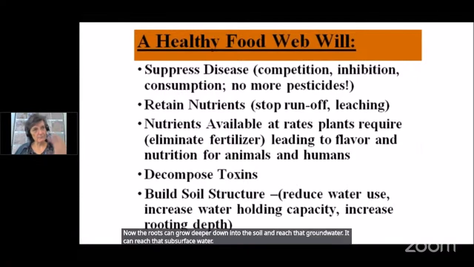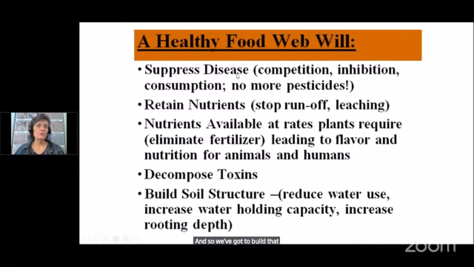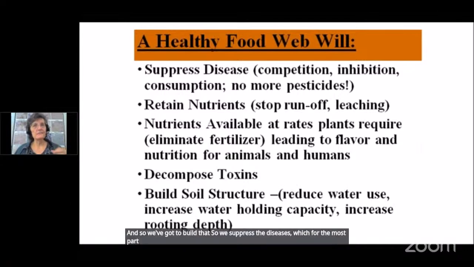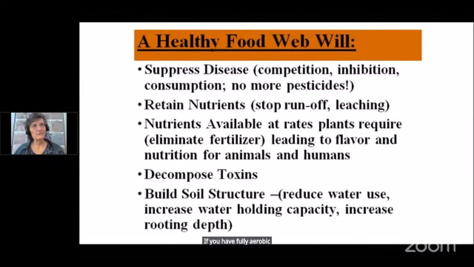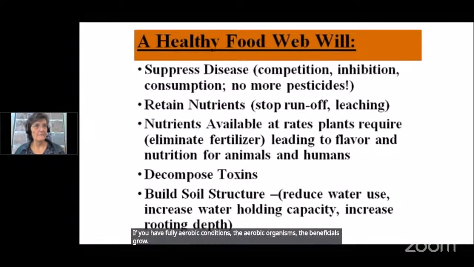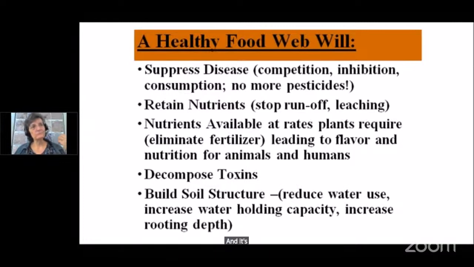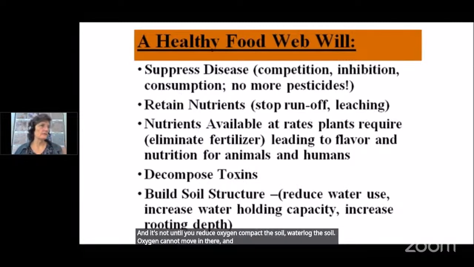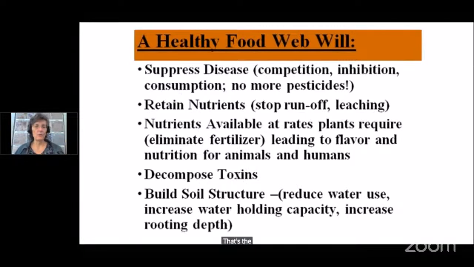And so we've got to build that structure so we suppress the diseases, which for the most part, the disease-causing organisms require reduced oxygen conditions. If you have fully aerobic conditions, the aerobic organisms, the beneficials, grow. And it's not until you reduce oxygen, compact the soil, waterlog the soil, oxygen cannot move in there, and now the diseases win. That's the perfect environment for them to grow in.